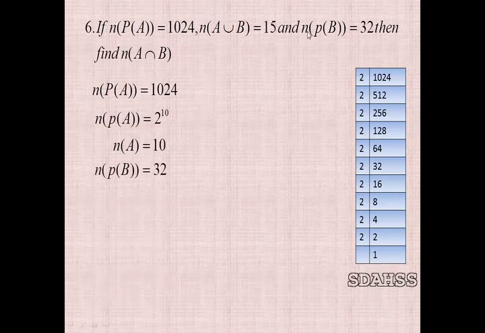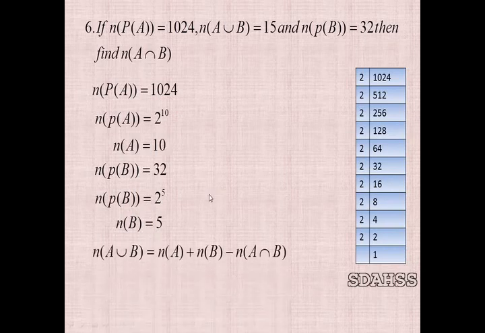Then consider n of P of B is equal to 32. Again you have to find n of B. So for that consider 32. 32 can be written as 2 power 5. n of P of B is equal to 2 power 5. So n of B is equal to 5.